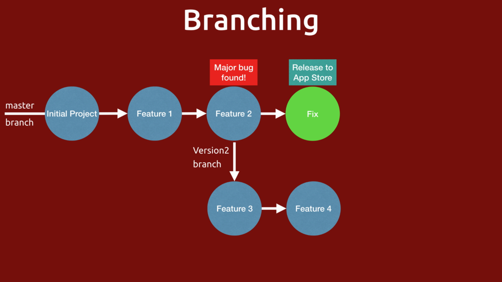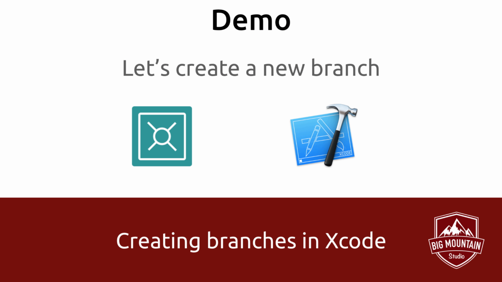But when you continue with the new features, you also realize that you're going to need that fix back on the version 2 branch. So you want to merge that fix back into the version 2 branch. Now, that commit that contains the fix is also in version 2. Okay, that might be a lot to take in for now. So let's go into Xcode and let's see how we can create branches in Xcode and add some features and commits to that new branch.